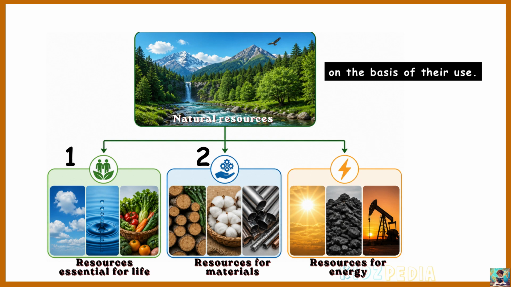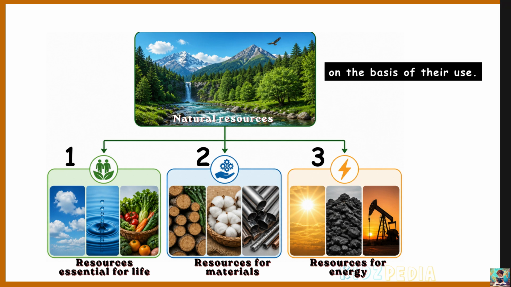Second is source for materials. These are used to make things we use daily. Examples: wood to furniture, cotton to clothes, metals to tools and machines. Next is sources for energy. These give us power and energy to do work. Examples: coal, petroleum, sunlight, wind, etc.